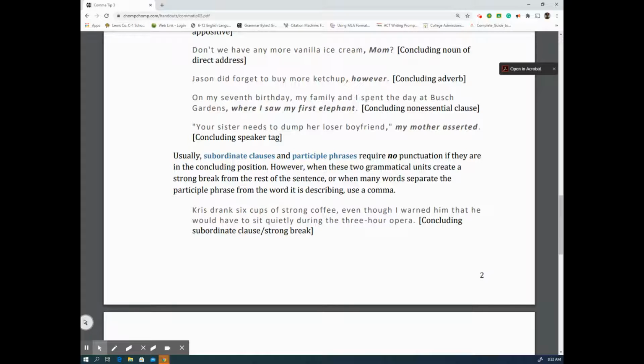Okay. "Your sister needs to dump her loser boyfriend," my mother asserted. So here we have a concluding speaker tag. The speaker tag is where we have our quoted material, and wherever we put in whoever is speaking, that's called the speaker tag. Wherever a speaker tag is, whether it's at the beginning, in the middle, or at the end of a sentence, it's going to be separated by a comma or commas. And again, do not forget that if I'm having to use a comma next to a quote mark, the comma always comes first.